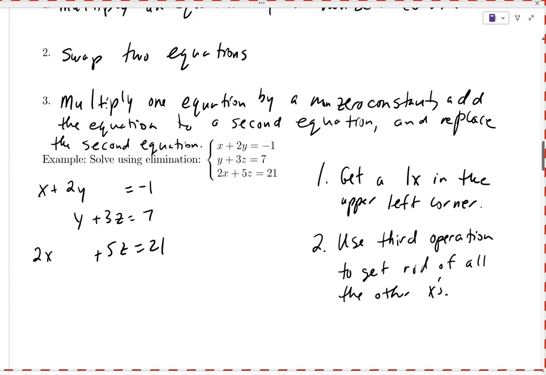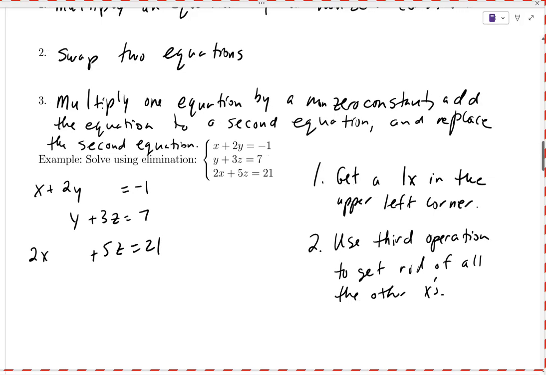That's step 2. All right. What I mean by that is, up here I've got a 1x in the upper left-hand corner. I want to get rid of the x in the second equation, and I want to get rid of the x in the third equation. Is there any x to get rid of in the second equation? No. So I need to get rid of the one in the third equation, right?